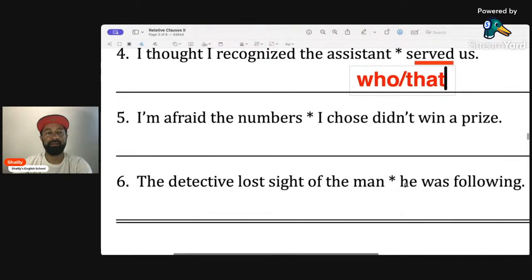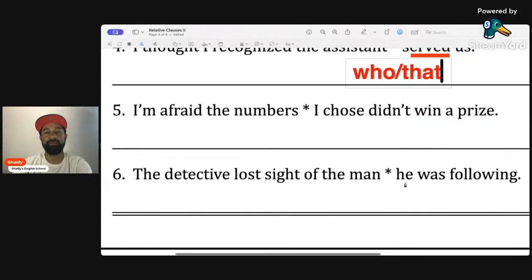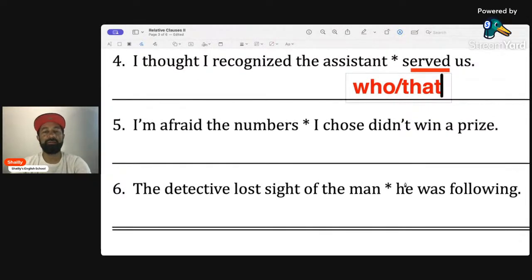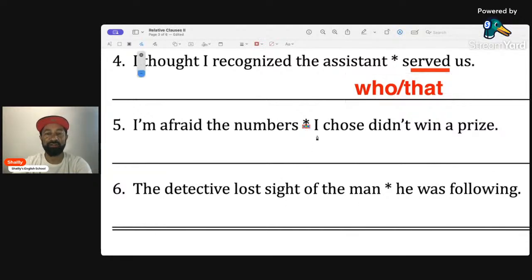All right, so here, number 5, it says, "I'm afraid the numbers," and then we've got, "I chose, didn't win a prize." Now, after the asterisk, we've got subject and verb. Subject and verb. So that tells me I don't need it. So I can leave it out. Okay, so I can leave out that.